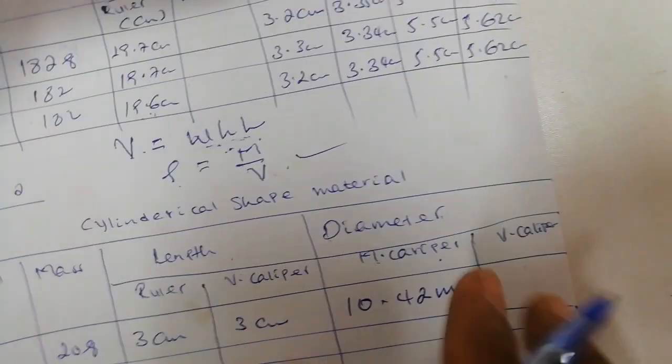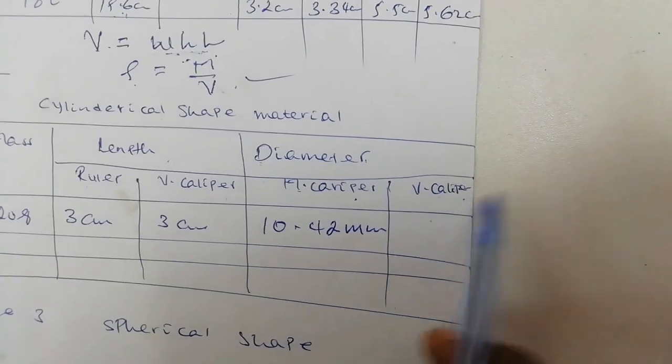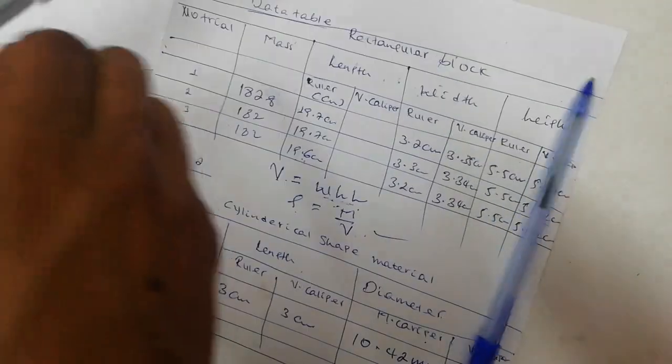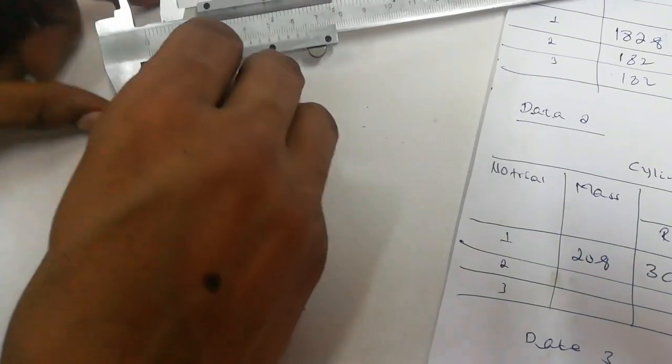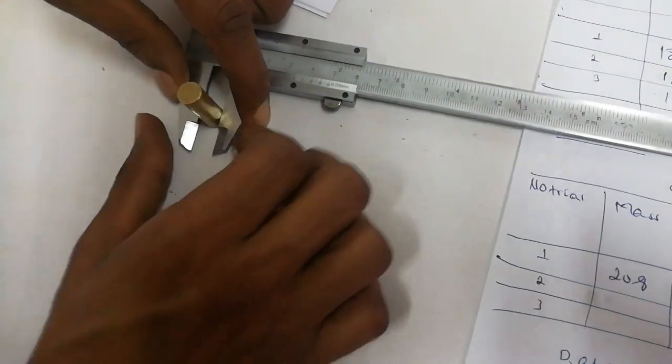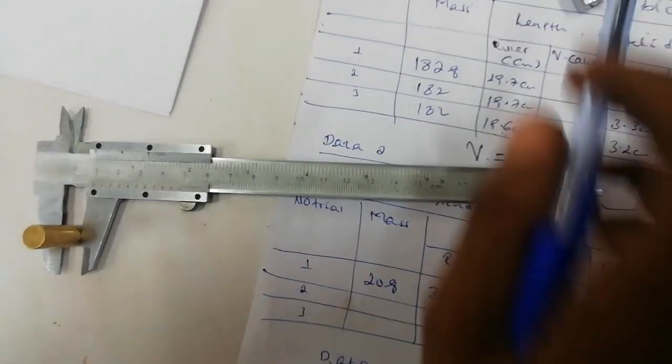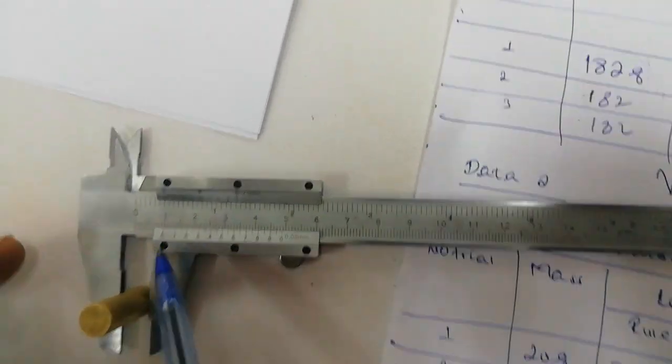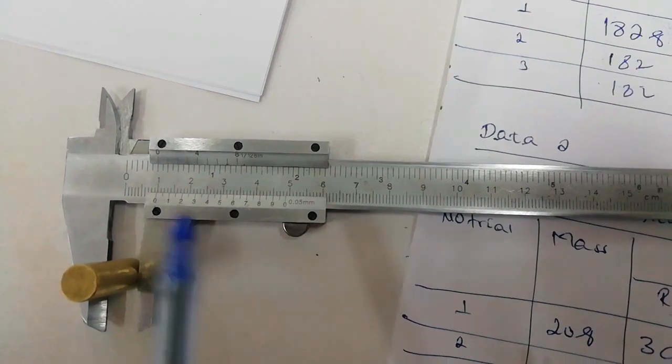So the second one is using the vernier caliper. Let us use the vernier caliper. You can insert the object between the two jaws. This is the vernier caliper, so let us read the vernier caliper here.